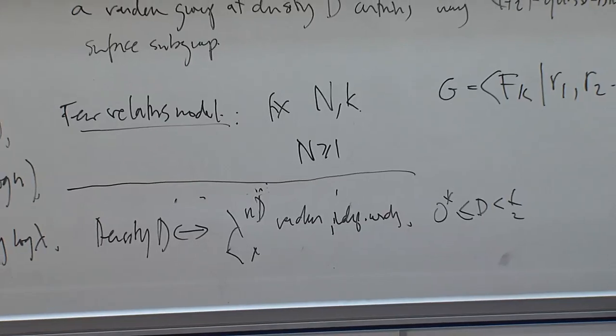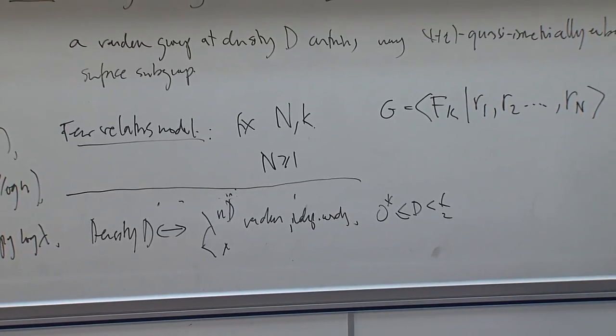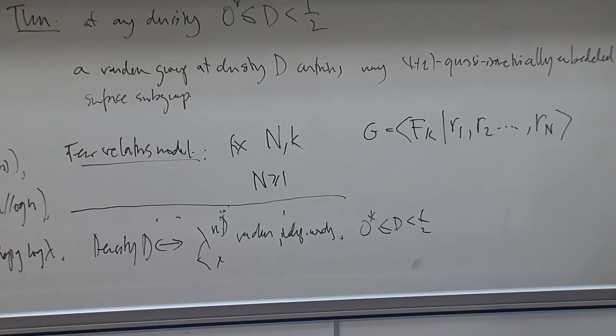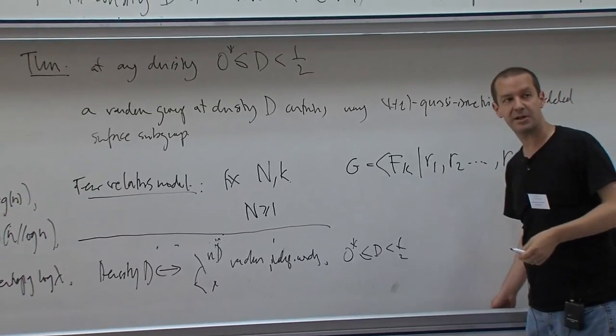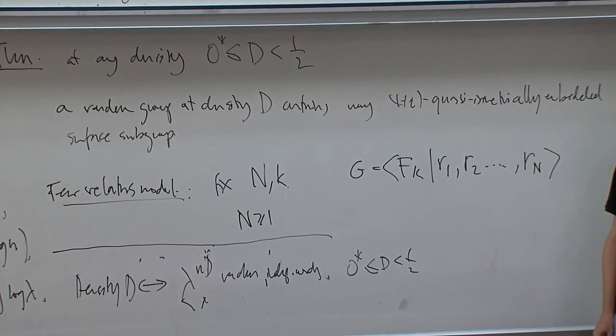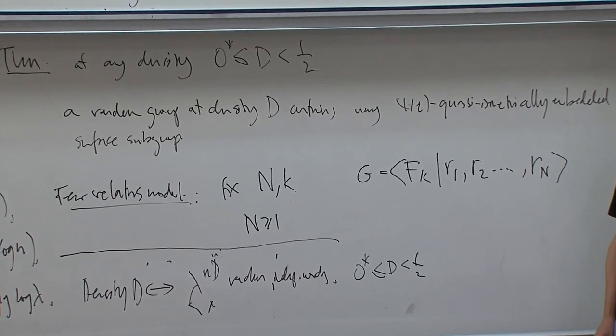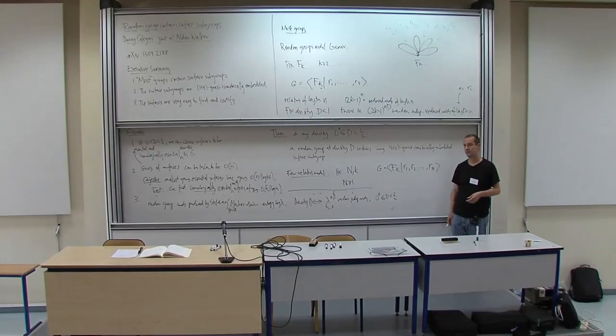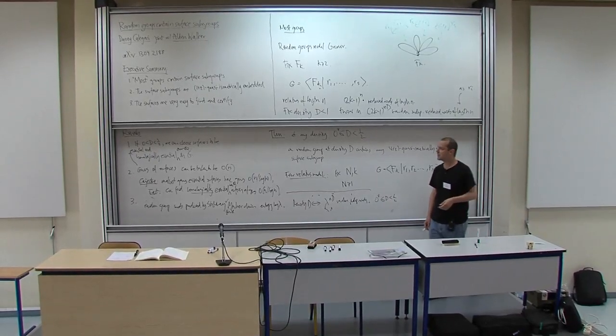I wanted to be clear about that before I started. Are there any questions about this before I say something about some of the ingredients in the proof? In this third model, the results of Gromov still hold? Yeah, yeah. And there are other things you can do.